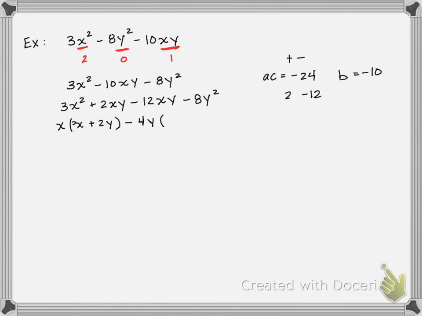Oh, this is a 3. That 3 is really messing with me for some reason. 3x, and then plus 2y. And then I have my common factors. And so I get 3x plus 2y times x minus 4y. So you guys see how that kind of relates to the trinomials we've been doing?